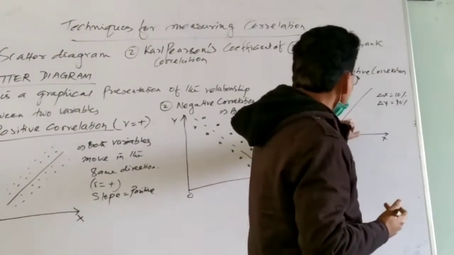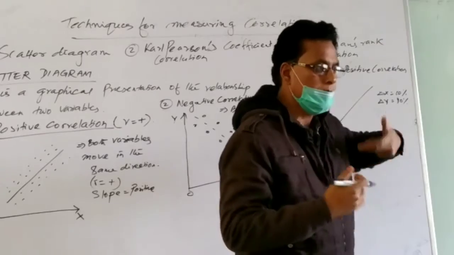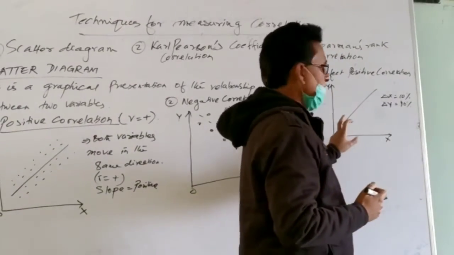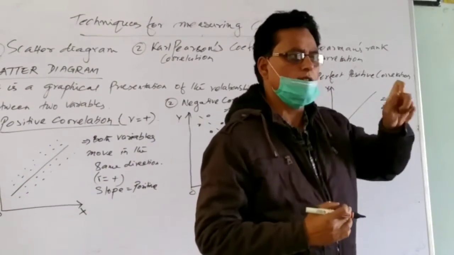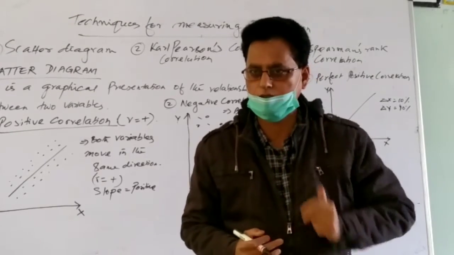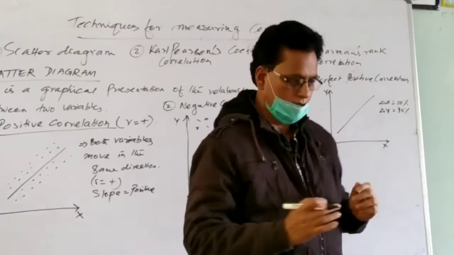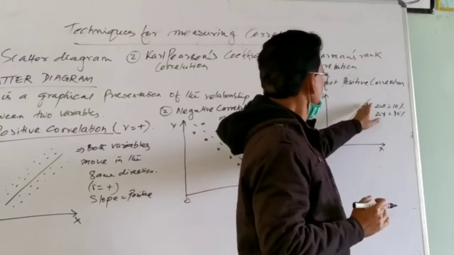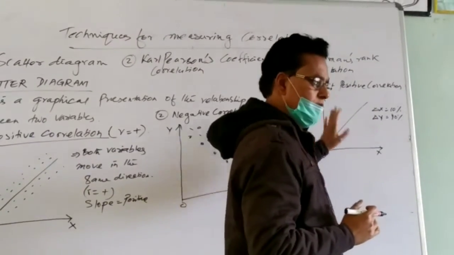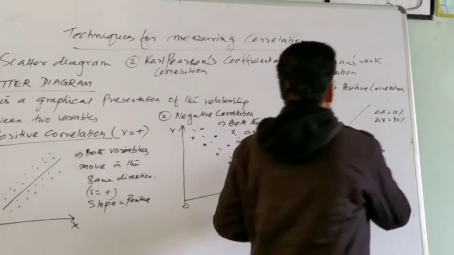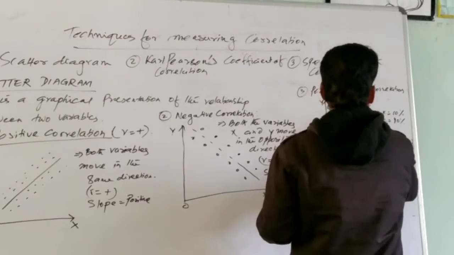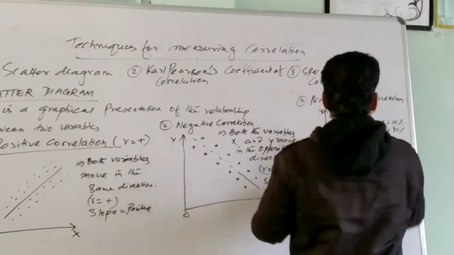Okay? So now if you plot this on a graph paper, then you will find that all the dots are lying on a straight line. Where? A straight line. When you plot on a graph paper, the dots lie on a straight line. Are you seeing this? Yes, sir.